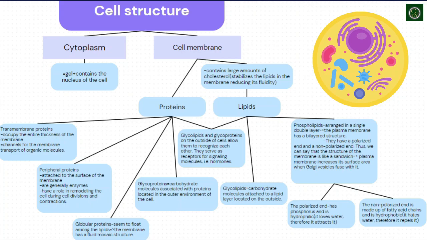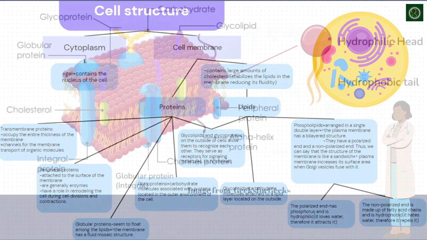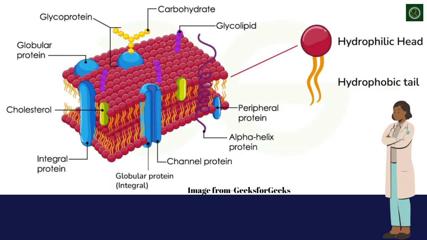Glycolipids and glycoproteins on the outside of the cell allow cells to recognize each other. They serve as receptors for signaling molecules, like hormones. Phospholipids are in a double layer. Thus, we can say that the plasma membrane has a bilayered structure. They have a polarized end and a non-polarized end.